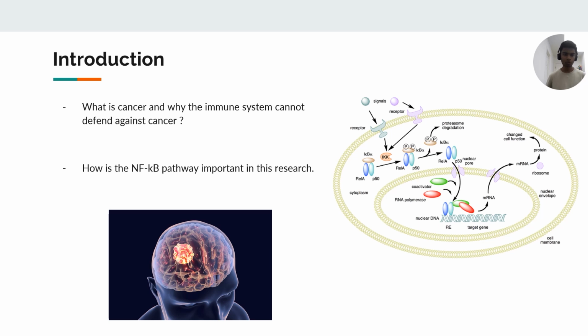What is cancer and why the immune system cannot defend against cancer? Well, cancer is a disease caused when cells divide uncontrollably and spread into surrounding tissues. Cancer is caused by changes to DNA. The immune system cannot identify the cancer because it is programmed to identify foreign particles. Cancer is considered self and slips under the radar.